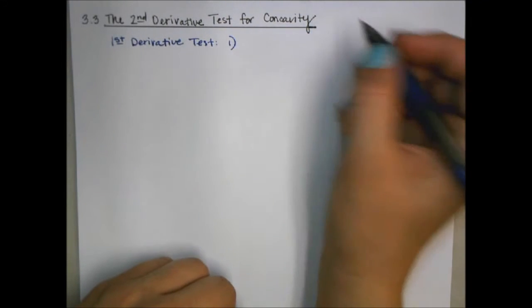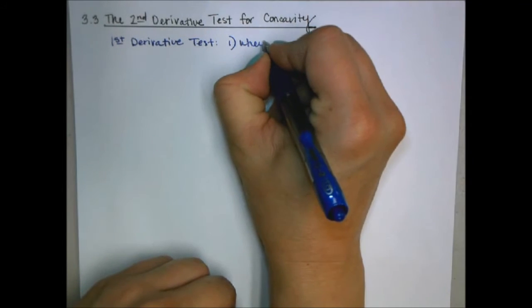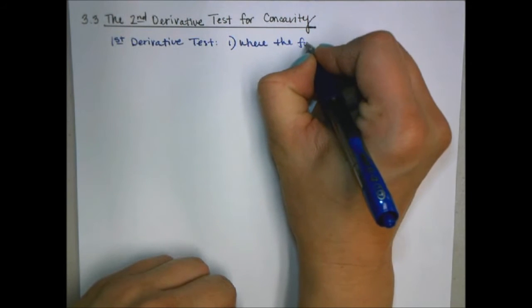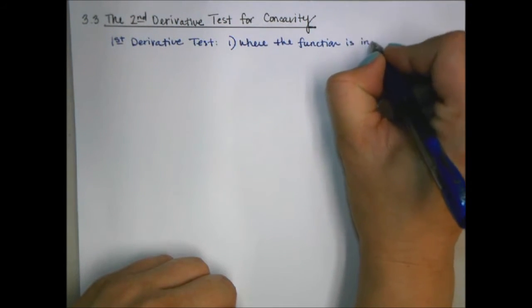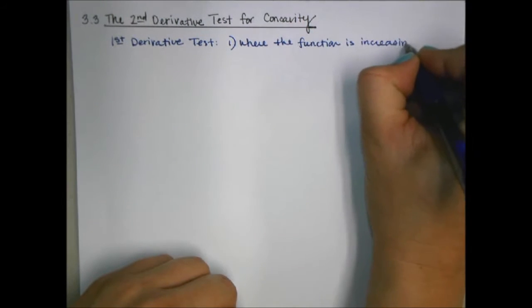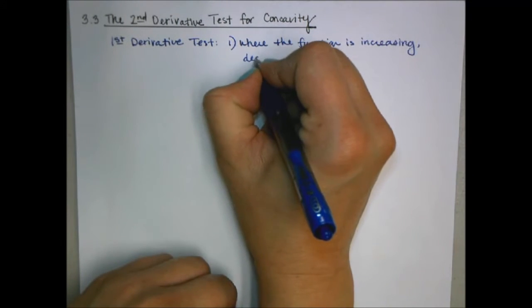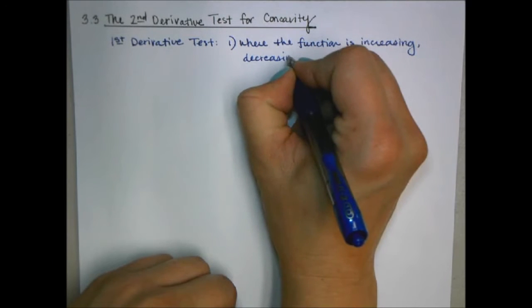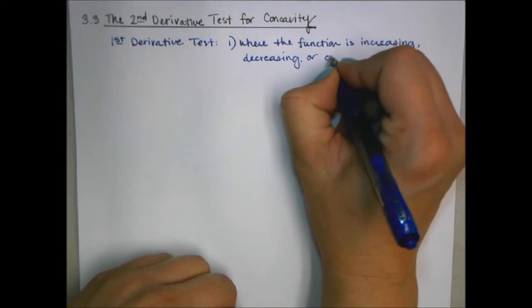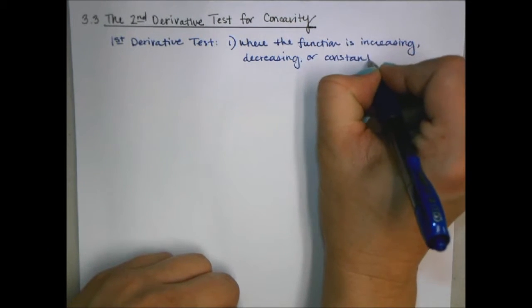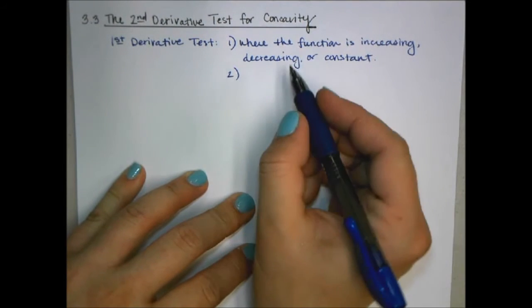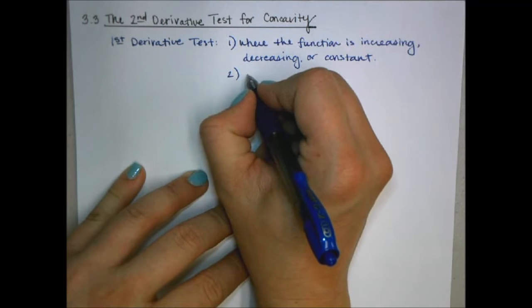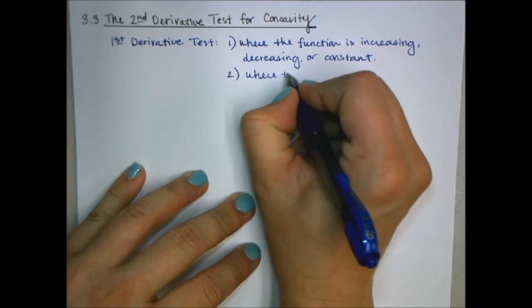First, it tells us where the function is increasing, decreasing, or constant. And secondly, from that, it tells us where to find local extrema.